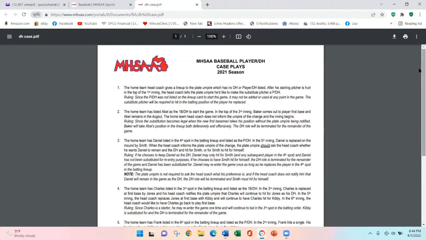Which we did. Again, if the kid's not on the lineup card, add them to it. We're trying to let everybody play, so.